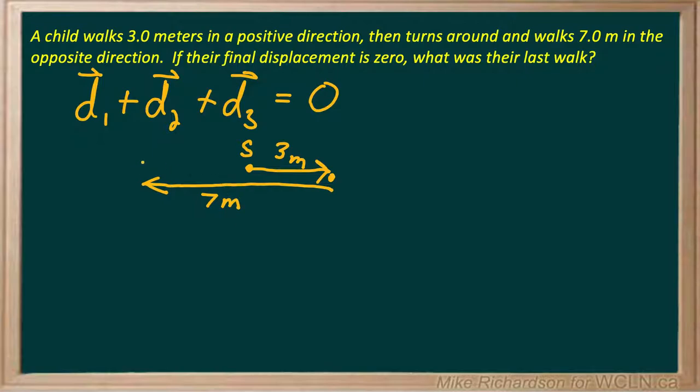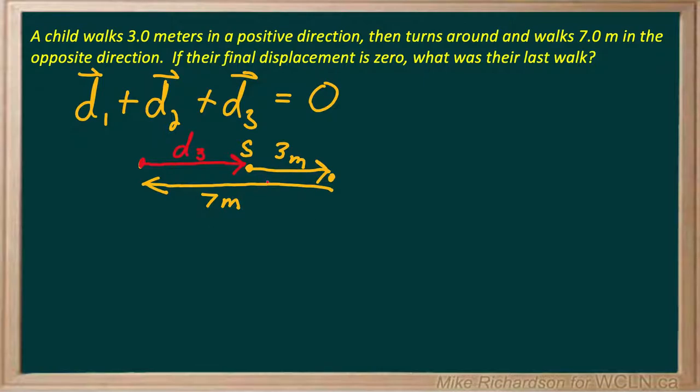Now his last vector must get him back home. It starts here and ends back where he started from. I'll do it in red so we can clearly see it. So the last vector must start right here and end back at home. That way his final displacement is 0, and we're trying to figure out what D3 is.